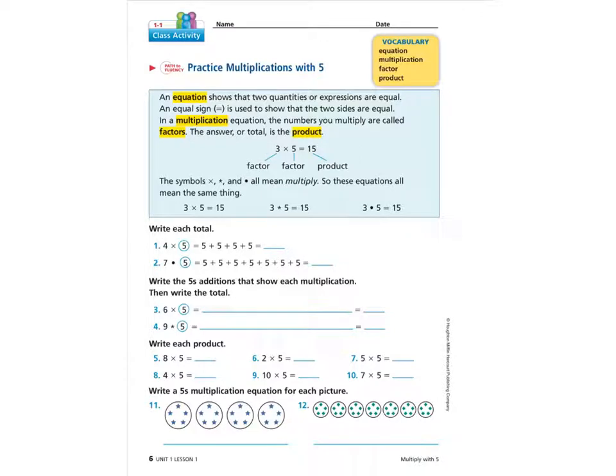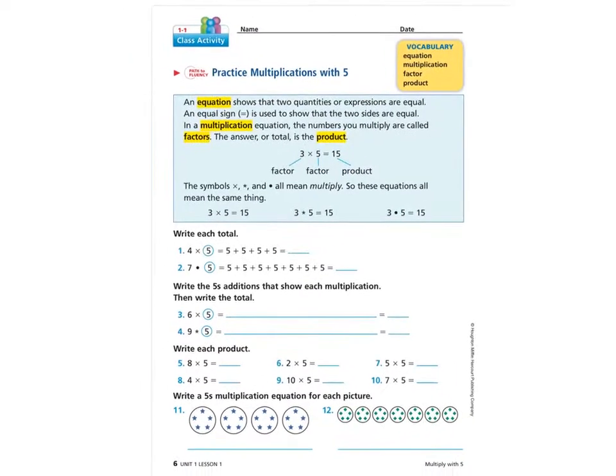Today we are working on practicing multiplications with 5. So let's read quickly through some of the directions up here, or some of the explanations, excuse me. An equation shows that two quantities or expressions are equal. So that's what an equation does. An equal sign is used to show that the two sides are equal. A lot of people think that it means is the answer, when in fact you can actually have equations on both sides of the equal sign, as you will see here, because all it's simply saying is that this is the same as this. So equals does not mean answer, it means the same.